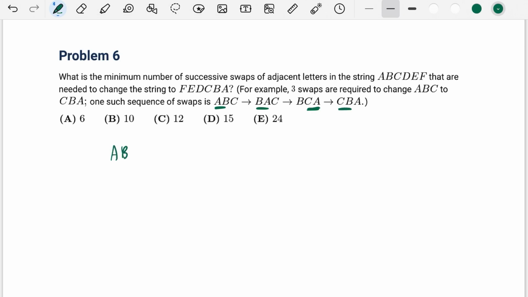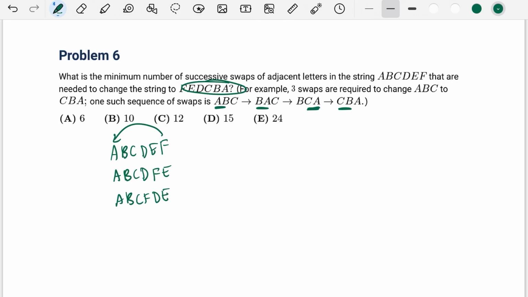So if we think about the string A, B, C, D, E, F, eventually to get F, E, D, C, B, A, we want to get F all the way to this side. So maybe we can start by getting F to the opposite side and seeing what happens from there. In order to do that, we can first swap E with F, like this. And then we can swap D with F. Then we'll swap C with F.